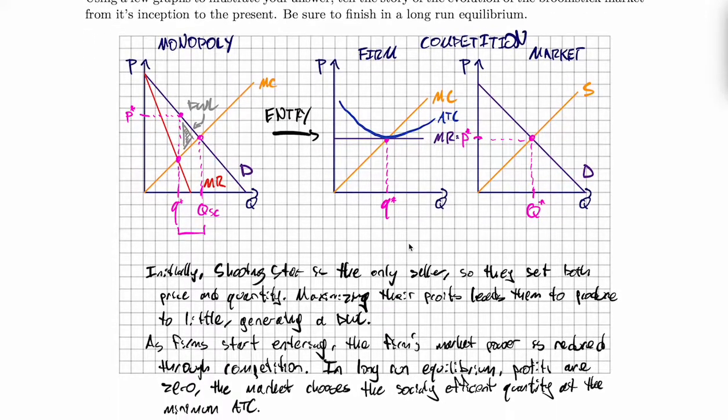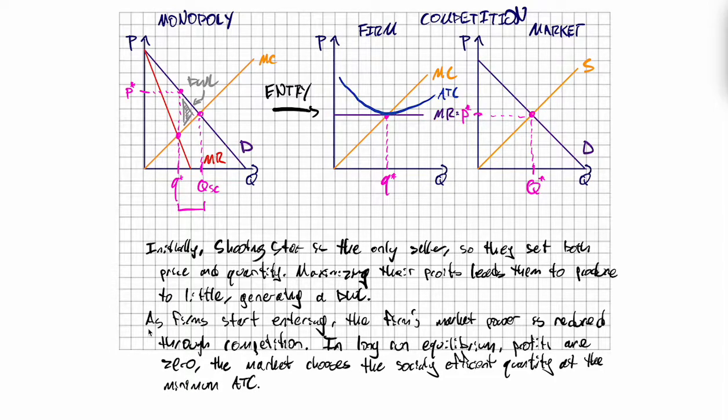So we can write a little bit of a description about this. This is my conclusion: as firms start entering, the firm's market power is reduced through competition. So firms are entering, we haven't talked about the transition between monopoly and perfect competition, but we know there's reduced market power because there are competitors. Then in the long run, profits are zero because no firms are entering, and the market chooses the societally efficient quantity at the minimum of ATC.